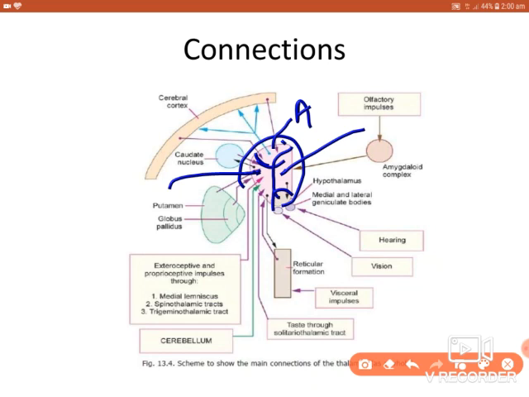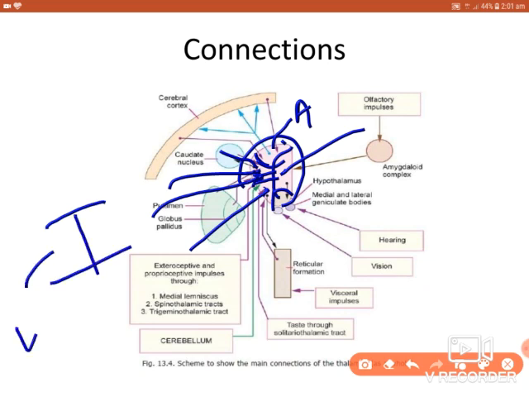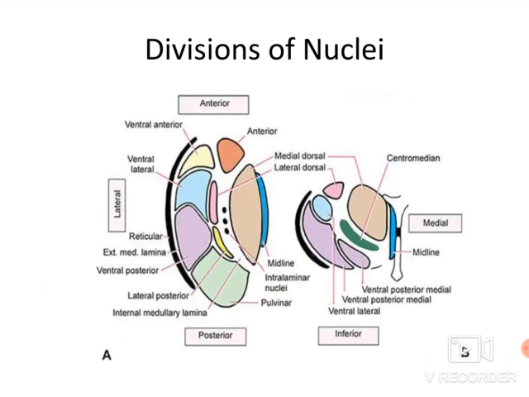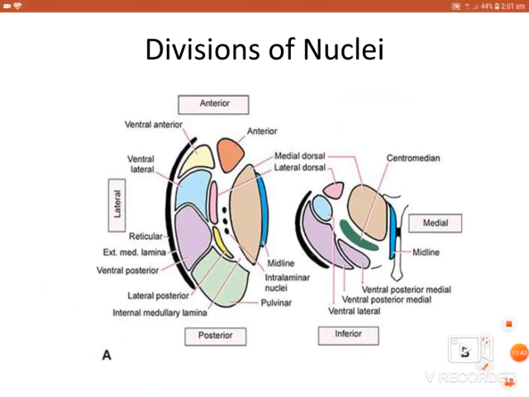In this, the ventral divides into a ventral anterior, then ventral intermediate and the ventral posterior groups. Okay, this is the ventral anterior, this is the ventral intermediate and this is the ventral posterior. This ventral posterior group has a ventral posterolateral and a ventral posteromedial division. Okay, we have seen the ventral nuclei here. Back to this diagram.